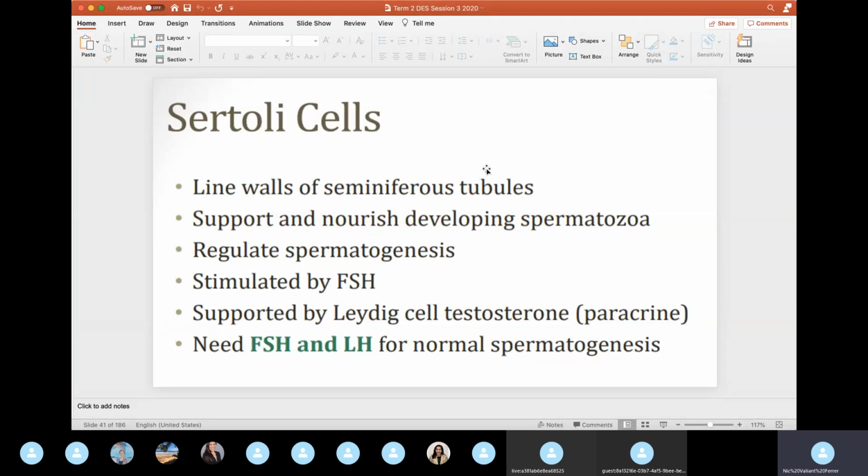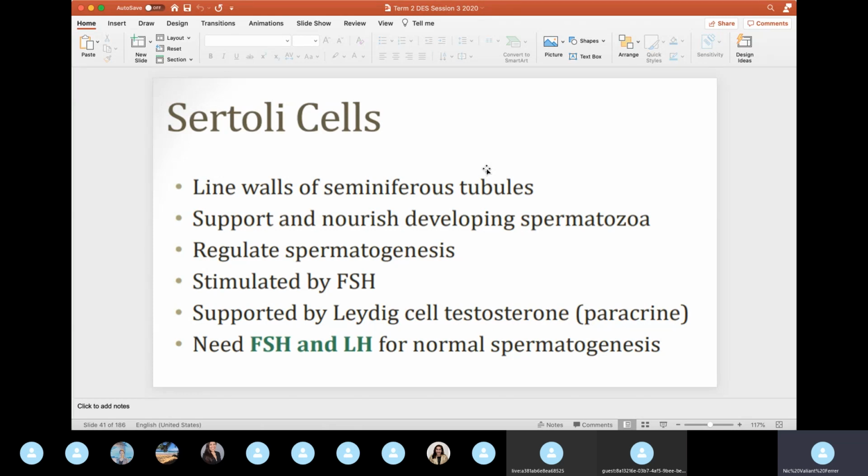So you have cells in your body called Sertoli cells. They line the walls of seminiferous tubules. They support and nourish your developing spermatozoa. What's the function of Sertoli cells? Sertoli, it begins with S. Think spermatogenesis, right? Sertoli, spermatogenesis. What stimulates Sertoli cells? FSH. There's S in there in Sertoli.